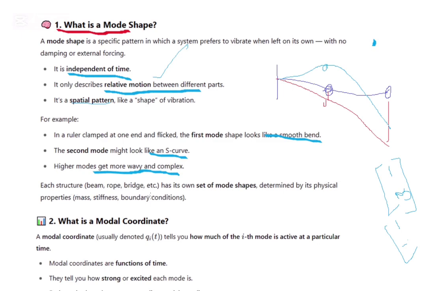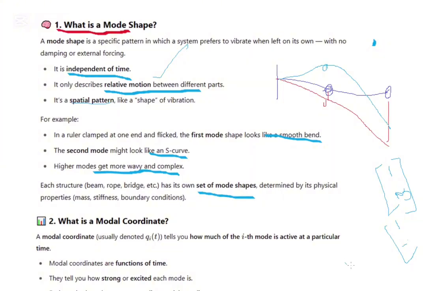Each structure, beam, rope, bridge has its own set of modes determined by its physical properties, mass and stiffness, and boundary conditions. So it depends only on the mass and stiffness and boundary conditions. It does not depend on gravity or acceleration. So wherever it goes, the natural frequency will be the same, whether it's on Earth or Moon or Mars. Wherever it goes, the natural frequency and mode shape will be the same.